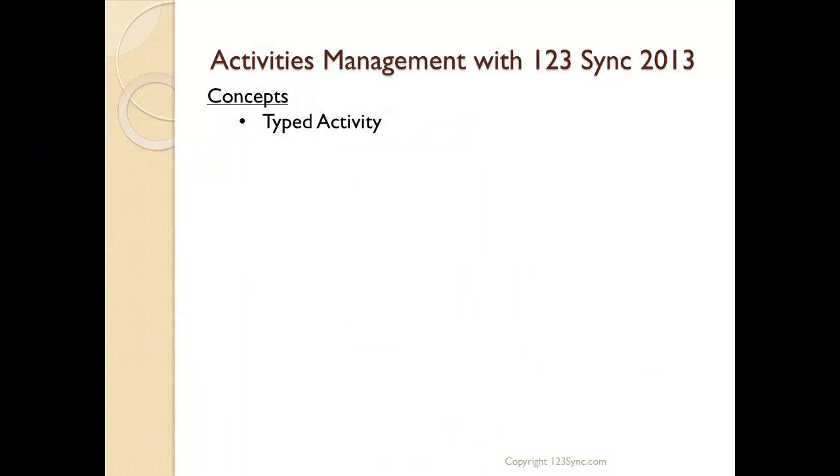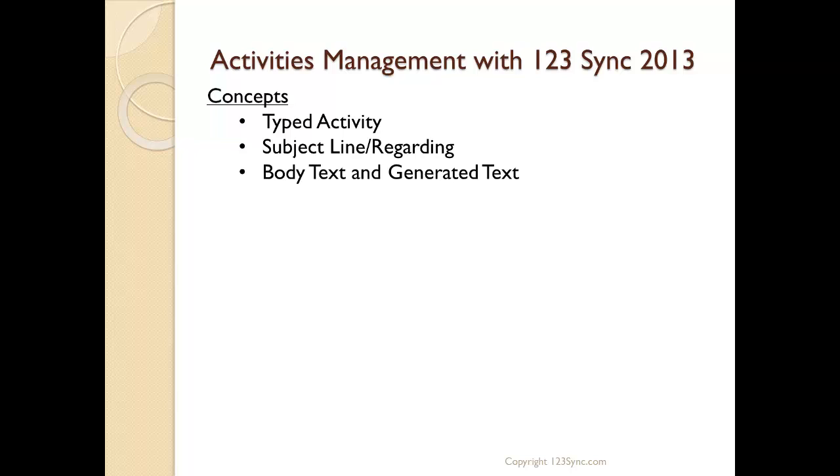Now that we've covered typed activities, we need to address the subject line. The subject line in Outlook, which on the activity item in ACT is called Regarding, is where we put data. The body text is the big empty block in Outlook, or the notes section on an iPad, and we put generated text into that section.